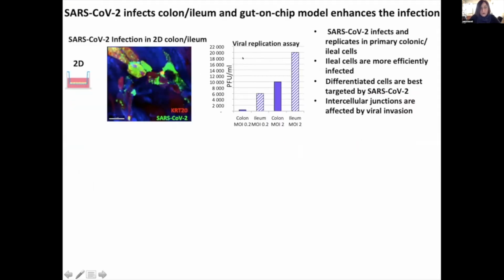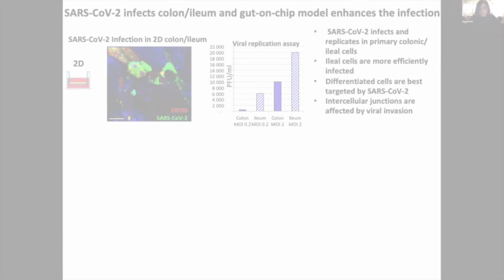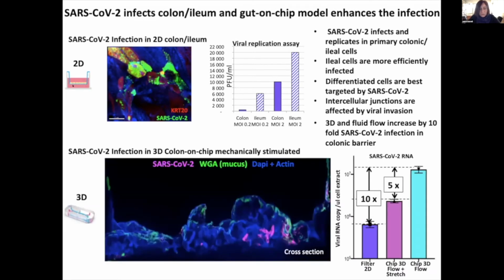First, on a 2D monolayer, we could see that SARS-CoV-2 could infect and replicate truly in a 2D recapitulated colon and ileum. Moreover, it seems that the ileal cells are much more prone to replicate the virus than the colon. We also observed that most of the cells targeted by the virus were differentiated cells, in contrast to proliferative ones. Let me present you the differences in our results in the organ-on-chip system.